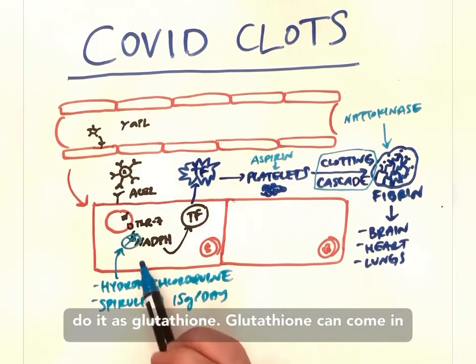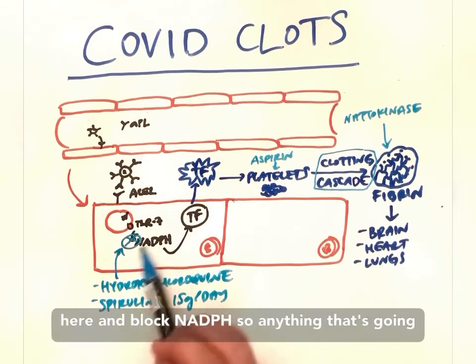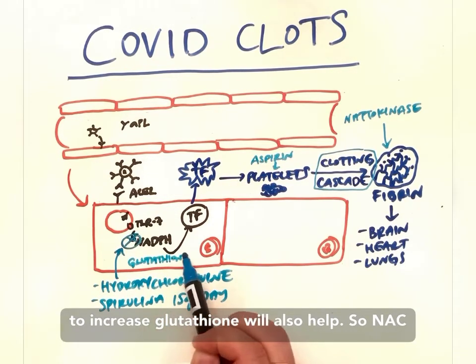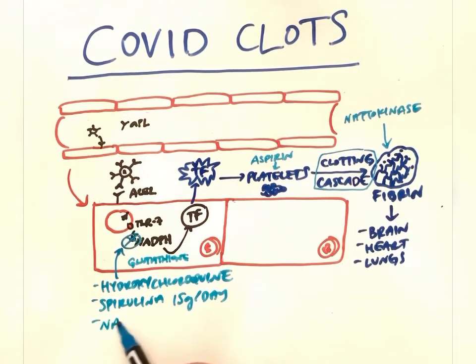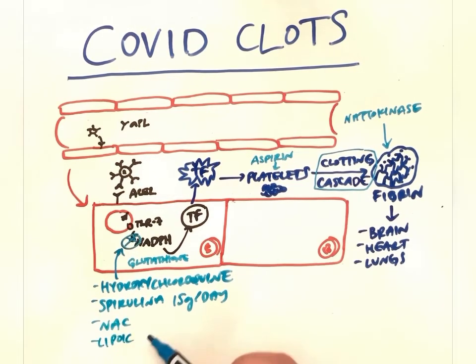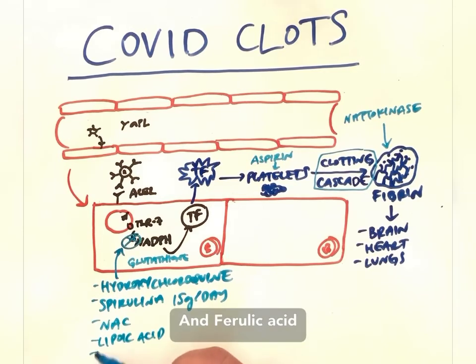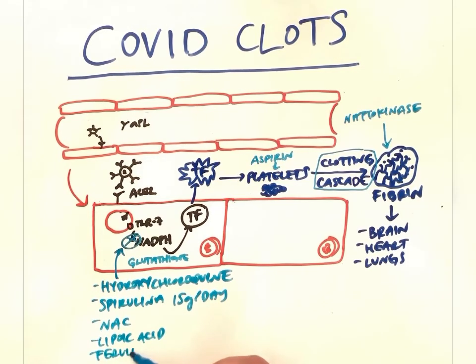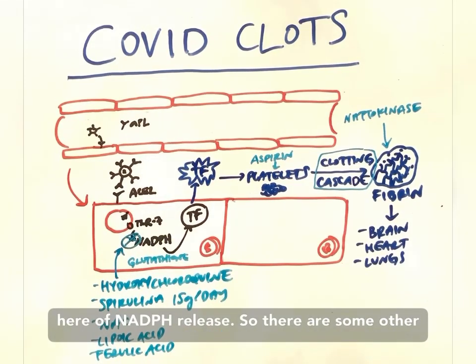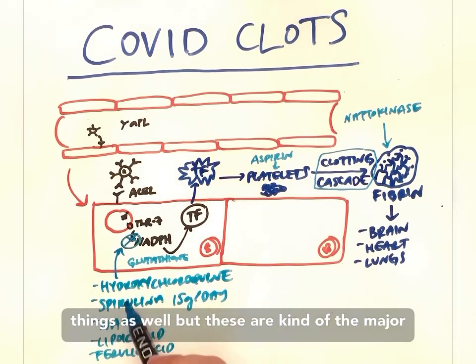Something that can also do it is glutathione. Glutathione can come in here and inhibit NADPH. So anything that's going to increase glutathione will help. NAC is going to increase glutathione, lipoic acid, and ferulic acid can increase glutathione and block this step here of NADPH release. There are some other things as well, but these are kind of the major ones that have been studied and looked at.